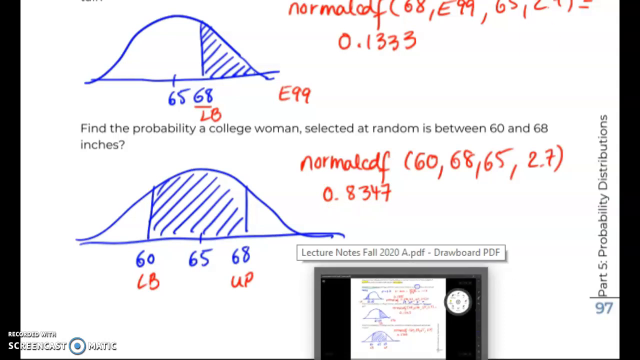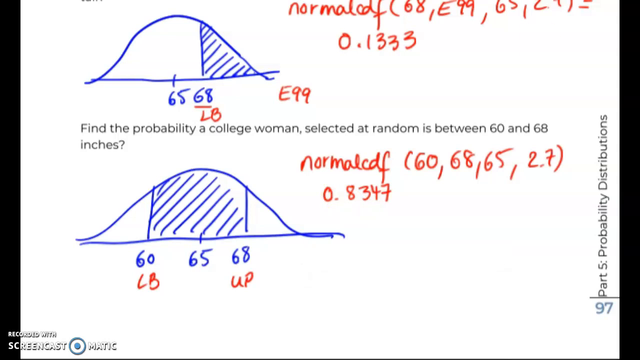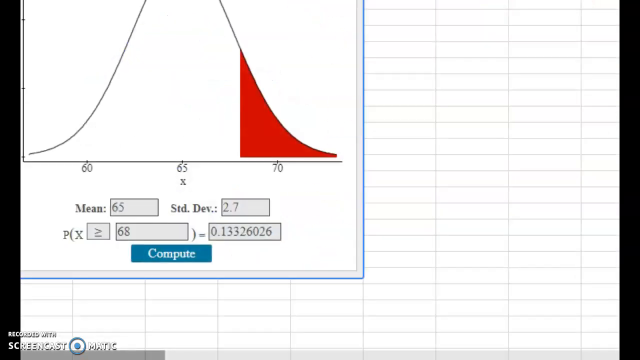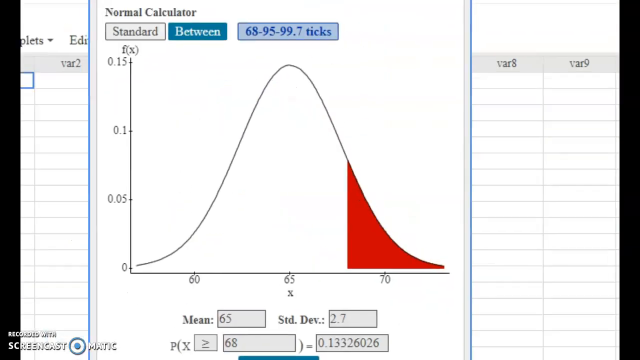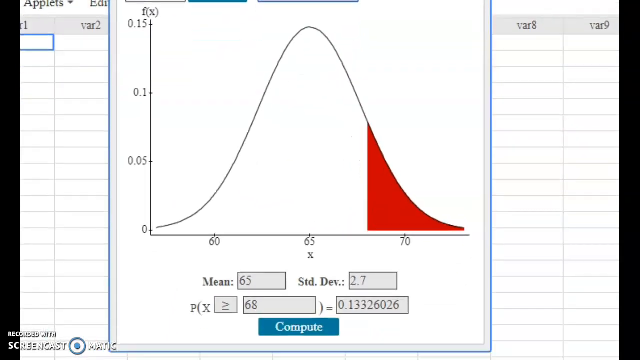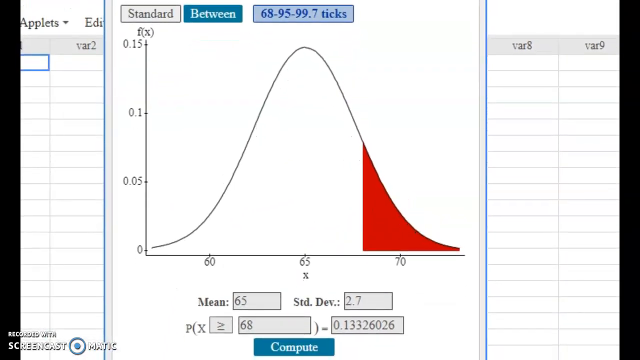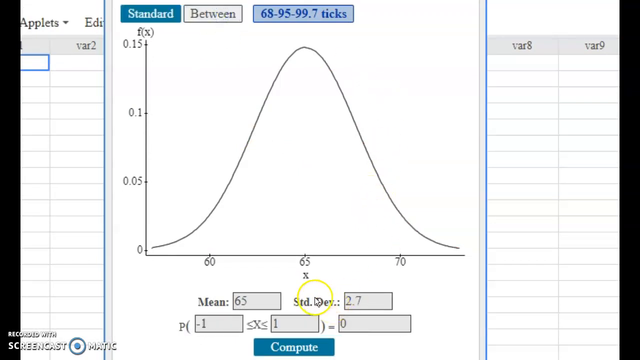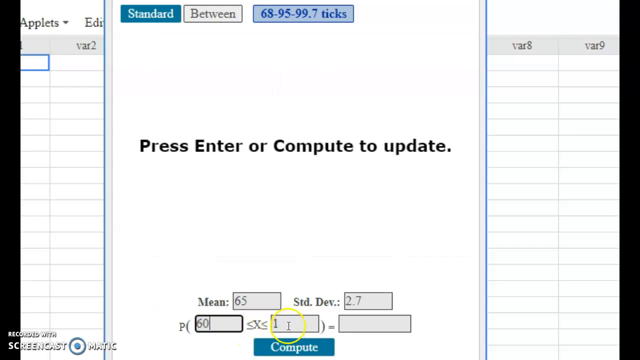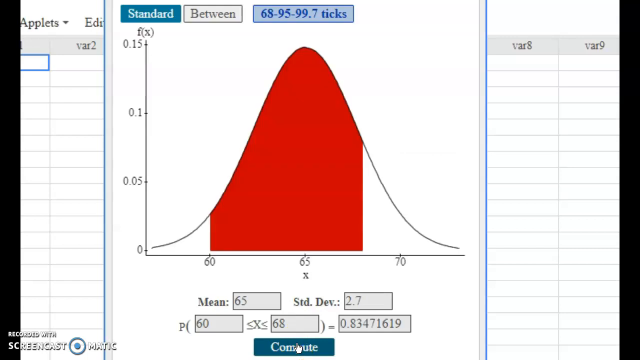The last thing we're going to do is look at it on StatCrunch. So looking between 60 and 68, that was the third type of scenario, where we're looking for in between. We are keeping the mean and the standard deviation the same, so we're just going to put in 60 as the lower, 68 as the upper, and this is going to give us the graph as well as the area under the curve as 0.8347.